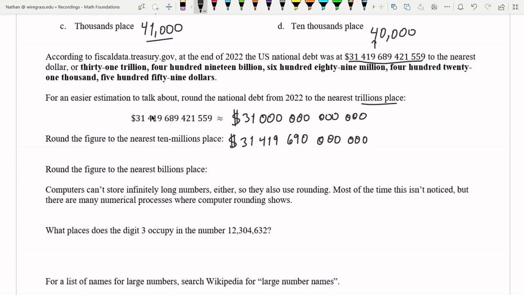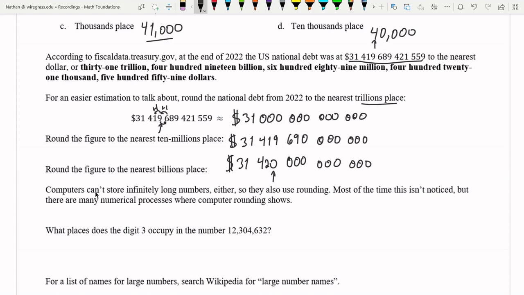To the nearest billion place, that's going to be right here. So we're going to go over. Our test digit is the 6. We're going to increase that by 1 then. But of course, that means we're going to actually increase this one by 1 since it's a 9 there. That's going to be 31 trillion, 420 billion. And the rest are just going to be zeros. And that's, of course, rounded to this place. But because of the 9, that's what rounded the 10 billions place up by 1 as well.